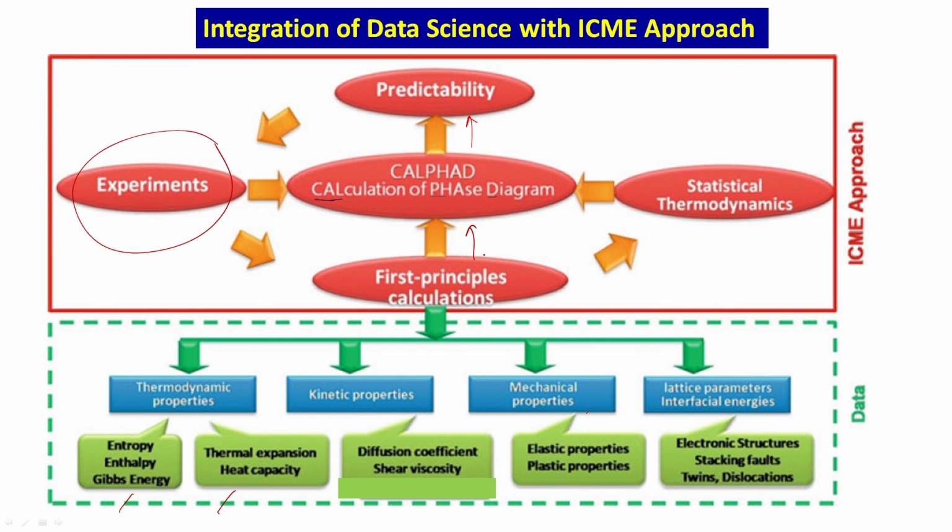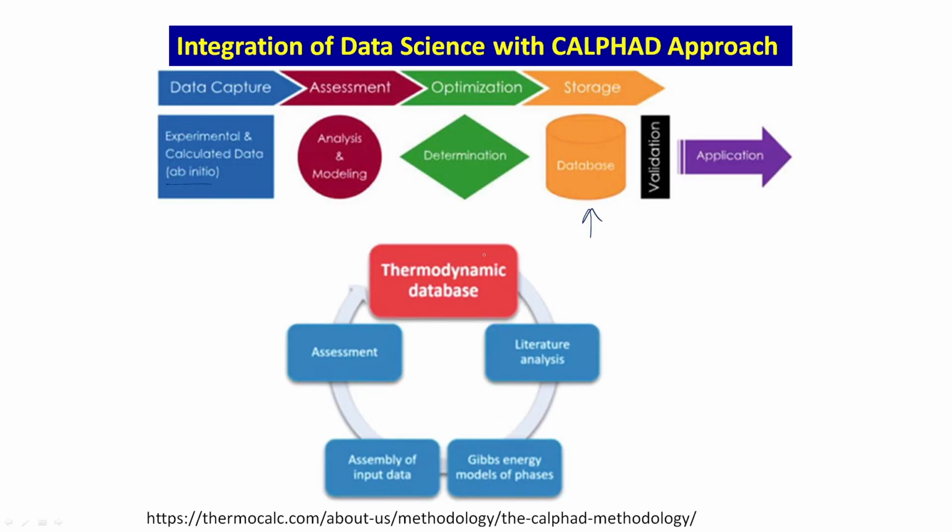So, what are the different properties we are looking at? We are looking at enthalpy, entropy, Gibbs free energy, thermal expansion or the heat capacity as thermodynamic properties. We can also look at kinetic properties like diffusion coefficients or shear viscosities, right. On the other hand, mechanical properties like elastic and plastic properties, as well as interfacial energy properties like stacking fault energies, twin dislocations can also be calculated using first principle simulations, and this can all be used to gather information about the phase transformation, phase equilibrium and the microstructure evolution also.